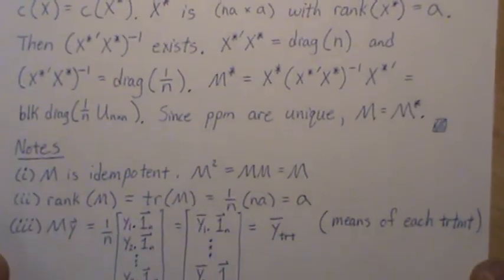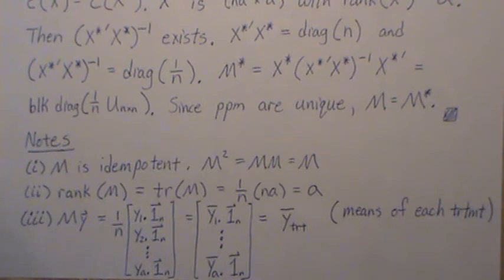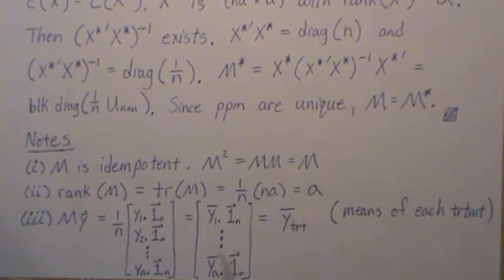A few notes, and we've looked at this in previous videos, but I'm going to write it down for this mini series. M is idempotent. That means M times M is M. The rank of M is the trace of M.